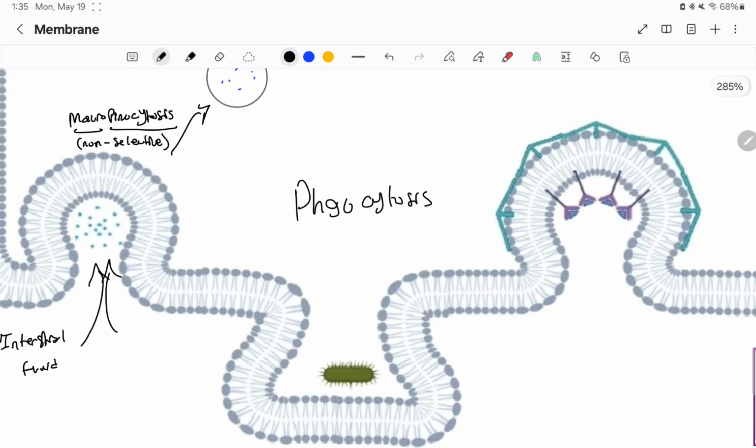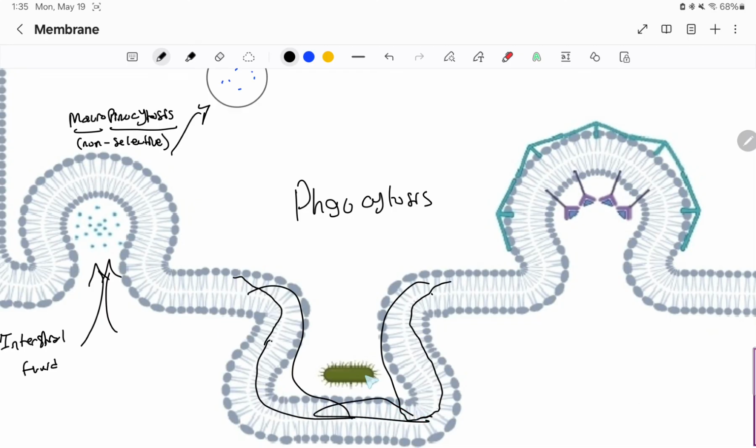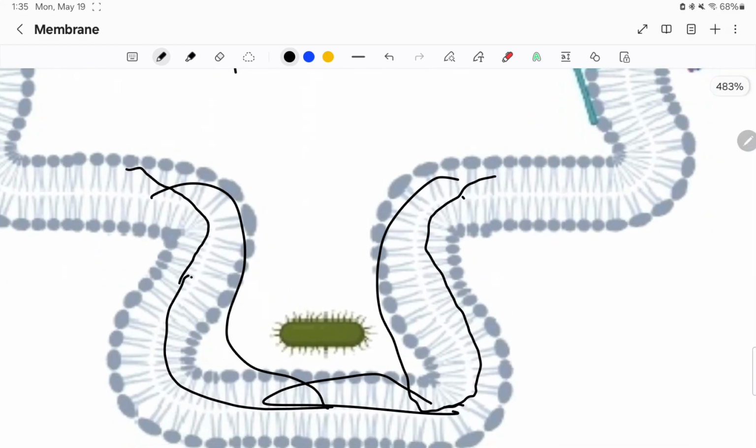And it literally does this. It takes the plasma membrane, right, and it forms like this kind of arm shape. And after it forms this arm, it kind of encloses its arms together eventually and captures like a microbe or a bacteria, okay?